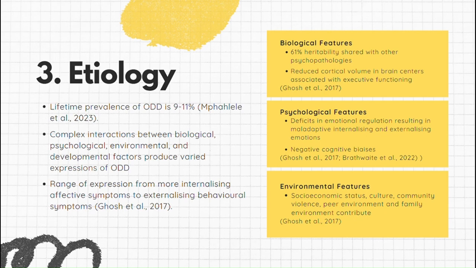So in terms of biological features, 61% of the features of ODD have been identified to be heritable. In addition to this, it has been identified that those with ODD have a reduced cortical volume in brain centers associated with executive functioning. This means that those who have ODD struggle to make effective decisions due to the reduction of these brain volumes. In addition to this, psychological features contribute, specifically related to emotional regulation. When children are unable to understand or regulate their emotions, they may respond with maladaptive internalizing and externalizing emotions.